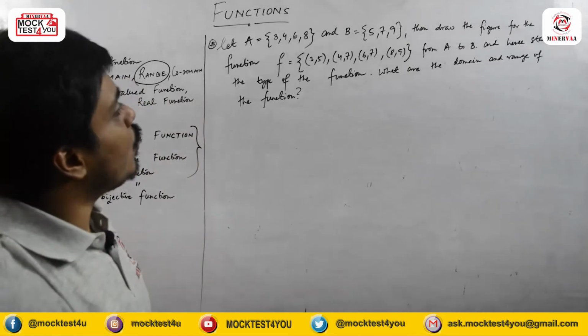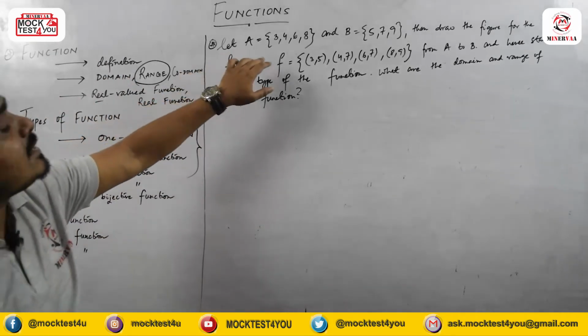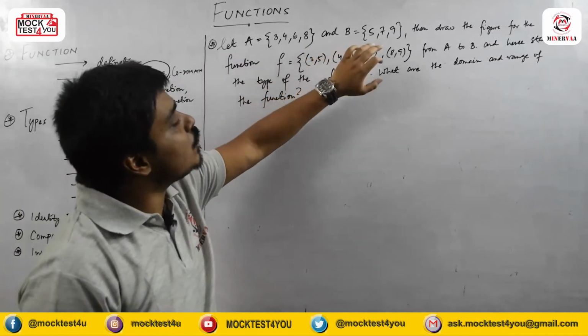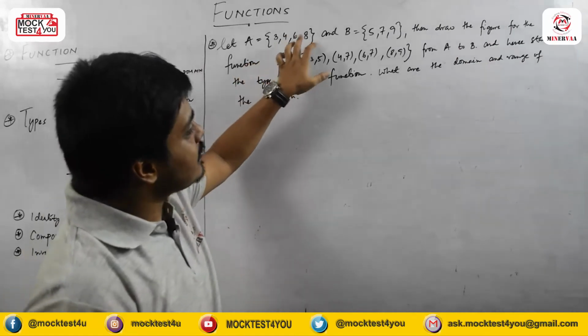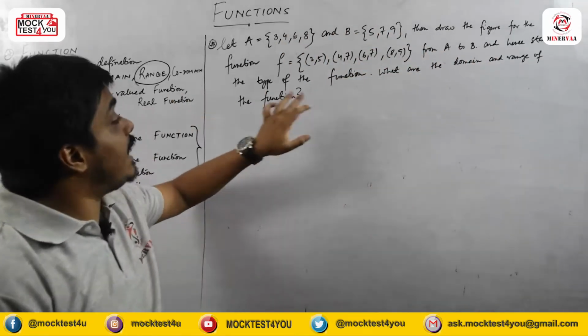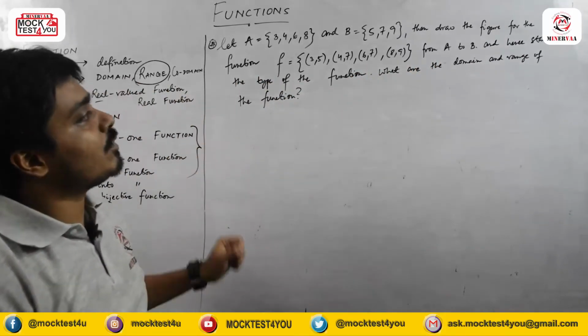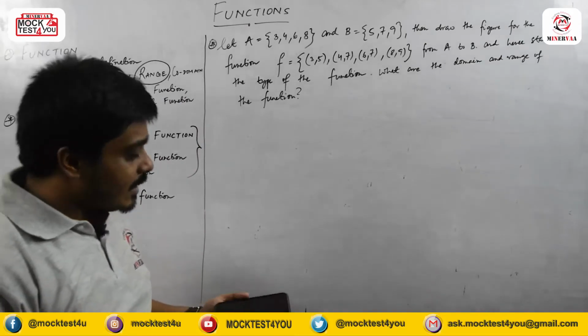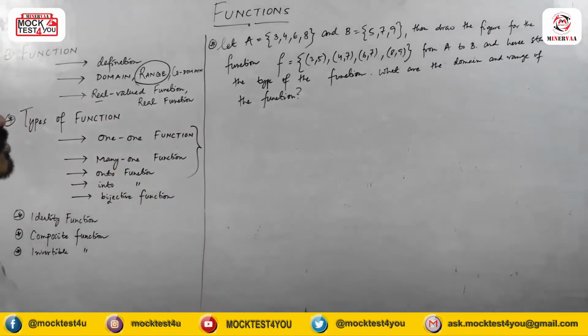So we have a question here which we need to discuss. Let A is equal to 3, 4, 6, 8 and B is equal to 5, 7, 9. Then draw the figure for the function. This is the function they have given from A to B, and hence state the type of the function, and what are the domain and range of the function. So let us do it first. Let us draw the function first.